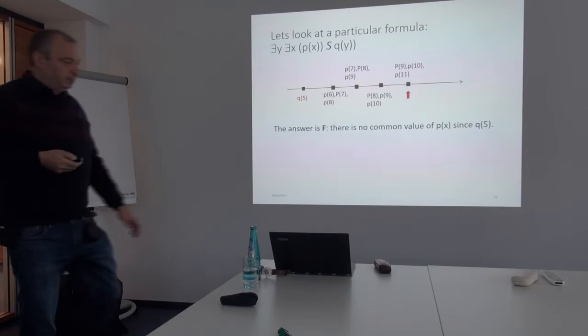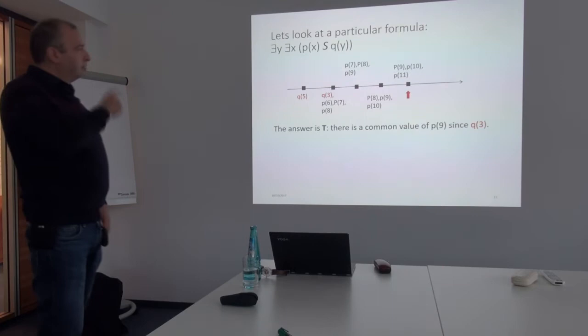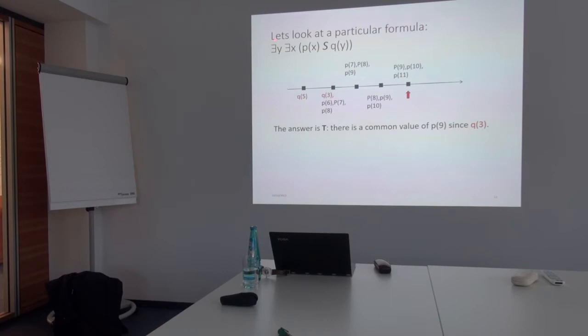But now I extend this example, and I also have Q of 3. So it says there exists a Y for which, right? So maybe this was not true for Q of 5, but maybe this is true for Q of 3, right? Let's see. For Q of 3, if I look at the thing that happened since Q of 3, 1, 2, 3, then the value 9 is mutual. So the answer is yes for Q of 3. And since that says there exists a Y, then the answer for that formula is yes.